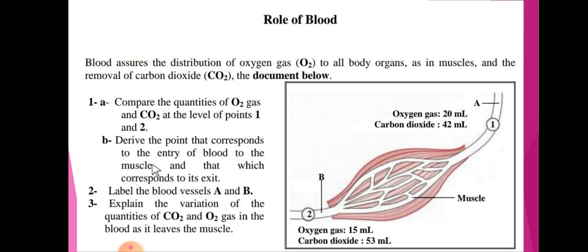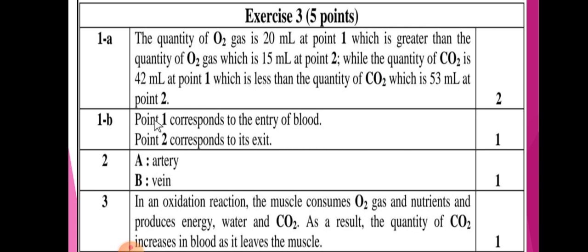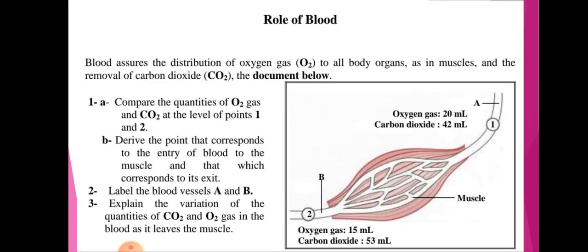Derive the point that corresponds to the entry of blood to the muscle and that which corresponds to the exit. From which point does the blood enter the muscle? Of course from point 1 corresponds to the entry of blood, while point 2 corresponds to the exit. Because point 1 carries more oxygen, the blood surely enters from here, and because this one carries less oxygen, the blood surely exits from here. As you know, the blood transports oxygen, so when it enters an organ or muscle it must carry more oxygen. So here is the entry of the blood, here the exit of the blood.